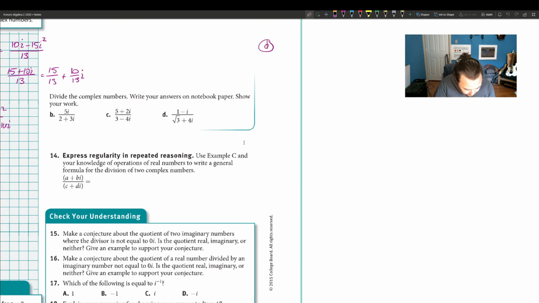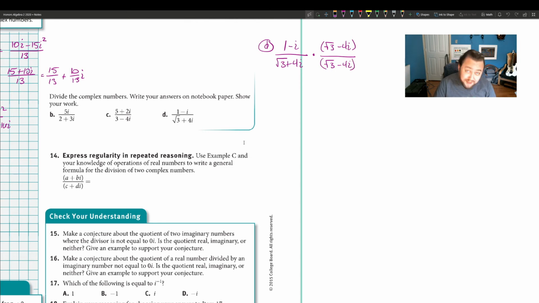Our numerator is 1 minus i. Our denominator is square root of 3 plus 4i. To solve this, we're going to need to multiply by the complex conjugate of our denominator, which will be times the square root of 3 minus 4i over the square root of 3 minus 4i. Now, this is going to be a little bit ugly in the interim, but that's okay. That is allowed to happen, so don't worry about it.